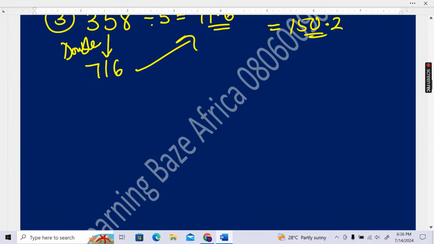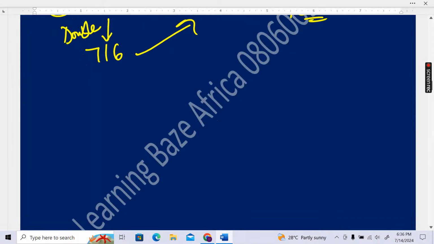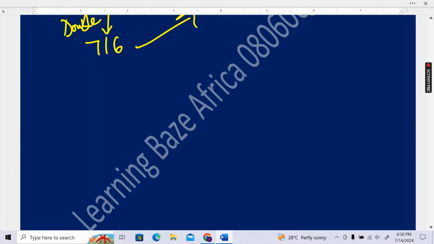So right now, based on the students' request, we are going to touch on probability. Let's quickly do something on probability. Everybody type in the comment section. Type probability in the comment section.